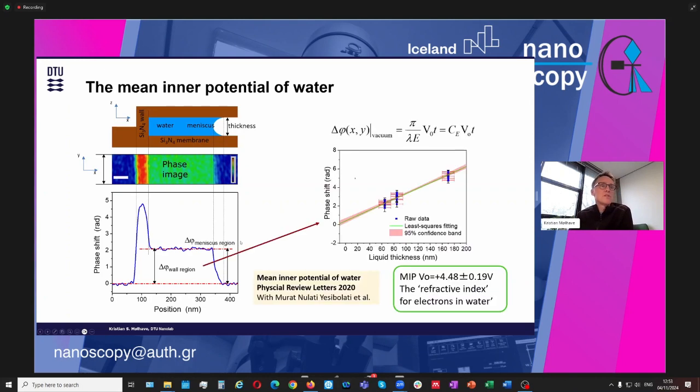And when we do this for different channels with different heights, we begin now to map out the dependence of phase shift on liquid thickness, and that gives us the mean inner potential of water, which we measured to be roughly 4.5 volts. So you can consider this as a kind of refractive index for electrons in water. It's not a potential that would do electrochemistry or anything. It's for high energy electrons passing through the water.